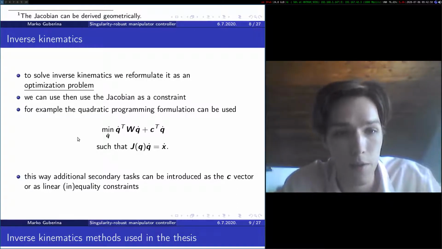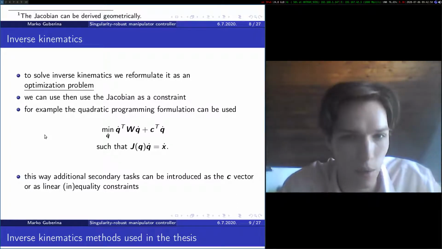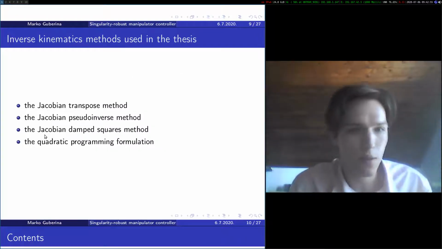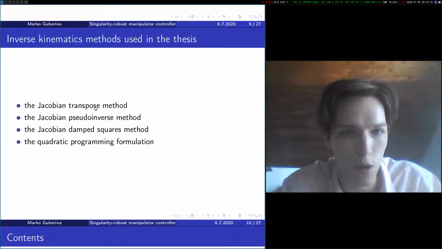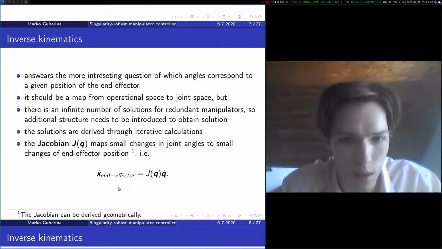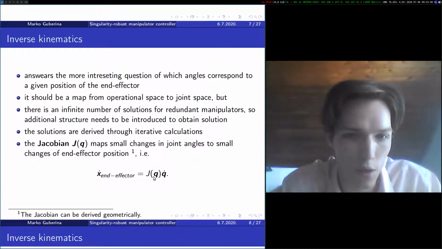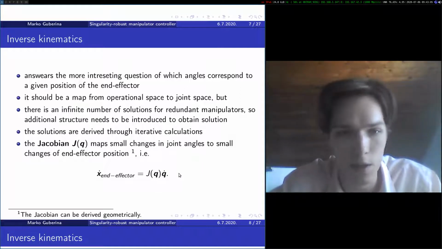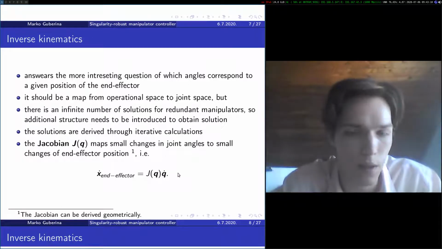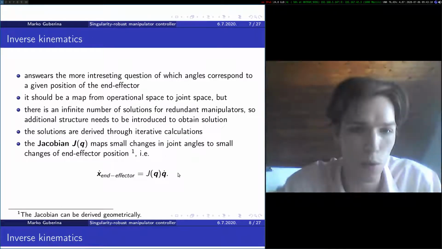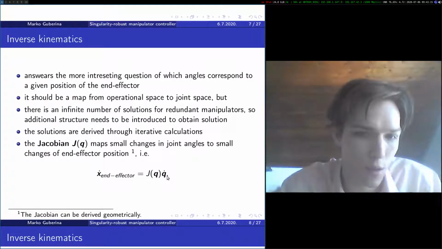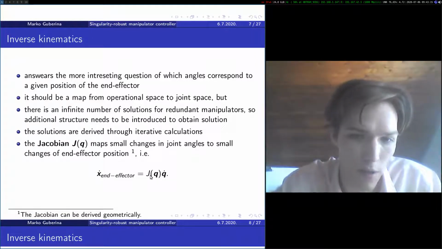This specific formulation is called the quadratic programming formulation, but there are other ones. Okay, so the methods we have as results are the Jacobian transpose, which basically pretends that the transpose of the Jacobian is its inverse. It works fine, but of course, since the Jacobian transpose is not its inverse, it does not work too well.